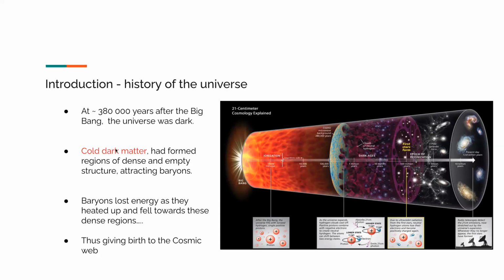However, the cold dark matter, which I highlight in red because I'm gonna talk a little bit about it on the next slide, had already formed regions of dense and empty structure, which was attracting baryons. And as these baryons fell towards these potentials, they started emitting some radiation because they're falling into something. And thus they gave birth to the first stars and galaxies, leading to this really beautiful thing called the cosmic web. So every dot you see here is a galaxy, and this is where the interesting stuff, the galaxy cluster, starts. The galaxy cluster is sitting on the knots of these filaments, which is this high substructure of sheets and voids. So you've got your galaxies that are randomly distributed within these filaments in the cosmic web.